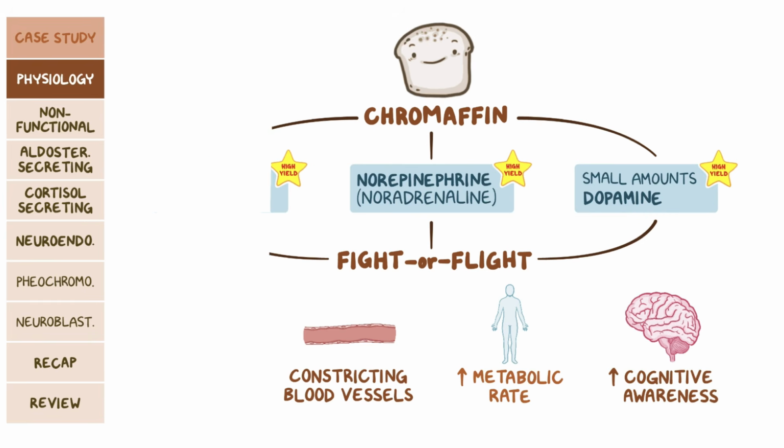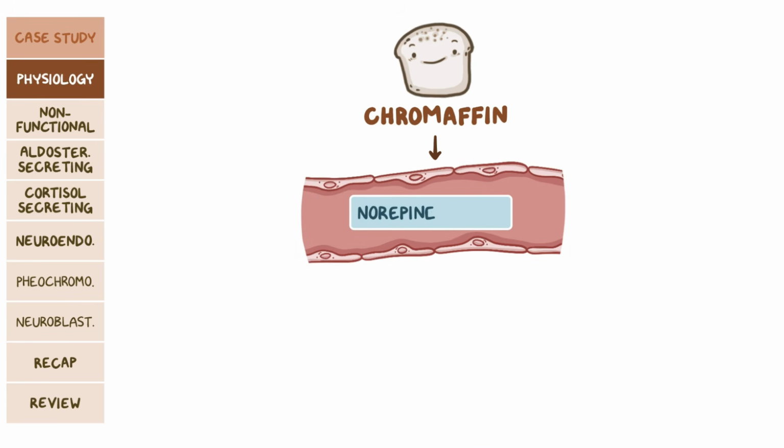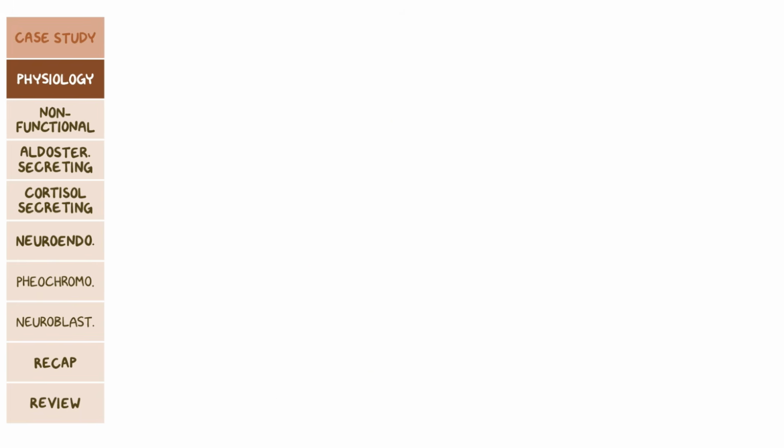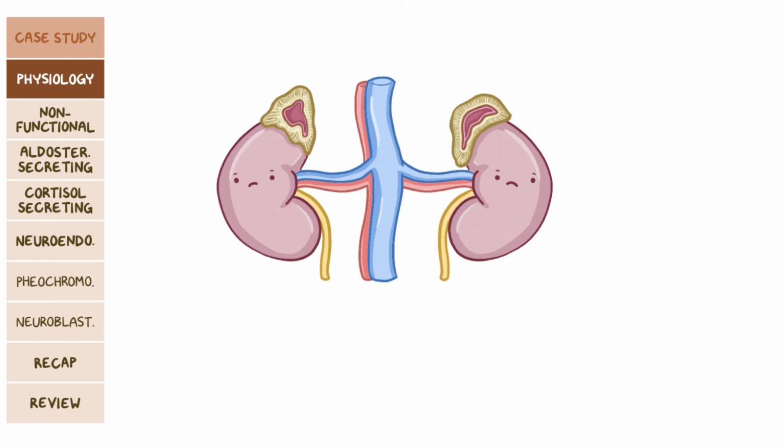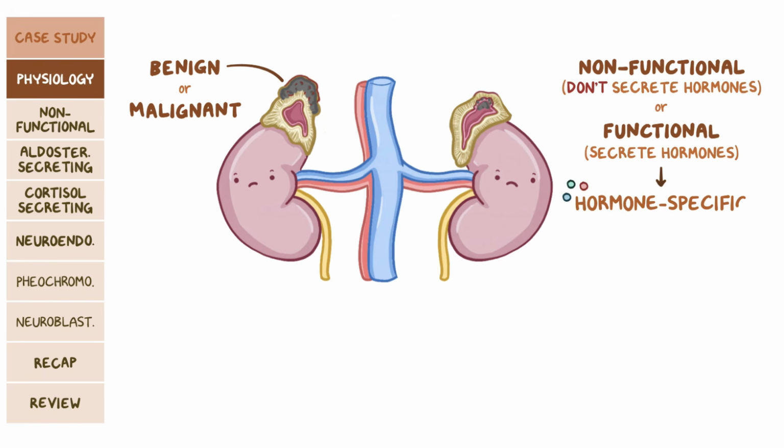Another high-yield fact is that unlike postganglionic sympathetic neurons that release norepinephrine as a neurotransmitter, chromaffin cells release norepinephrine in the bloodstream as a hormone, so it can act on various tissues far from the adrenal glands. Okay, so adrenal masses and tumors can emerge from any cell of the adrenal cortex or medulla that over-proliferates. The tumors can be benign or malignant. And with regard to hormone secretion, these tumors can be non-functional, meaning they don't secrete hormones, or functional, meaning they secrete hormones and cause hormone-specific symptoms.